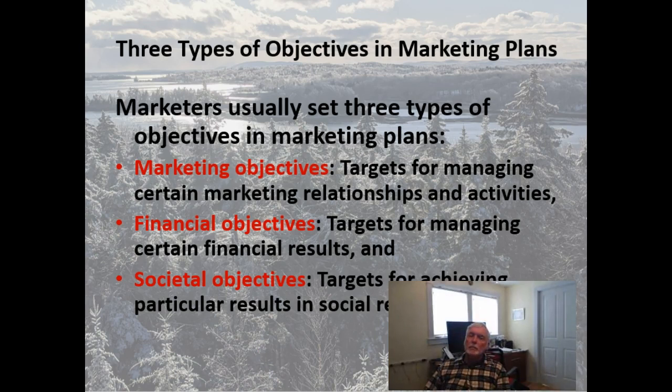So we can break the marketing objectives down into three things: marketing objectives, financial objectives, and social objectives or societal objectives. So marketing objectives: relationships, activities, customer satisfaction, number of outlets, penetration of channels. I want to be in this channel and I want to have 500 storefronts selling my product or 50 websites selling my product. Those are targets, marketing objective targets.